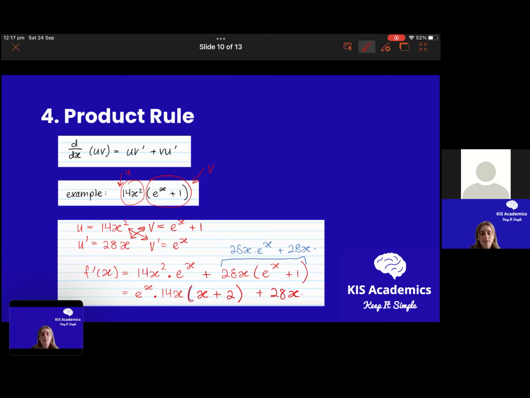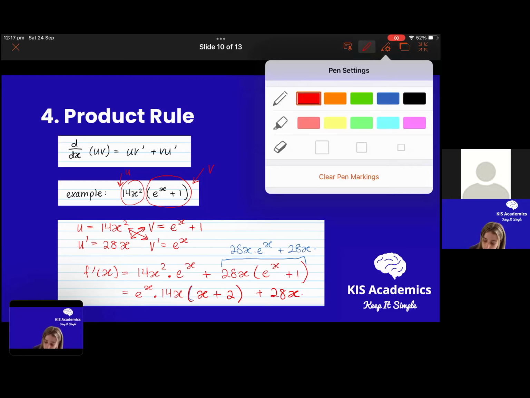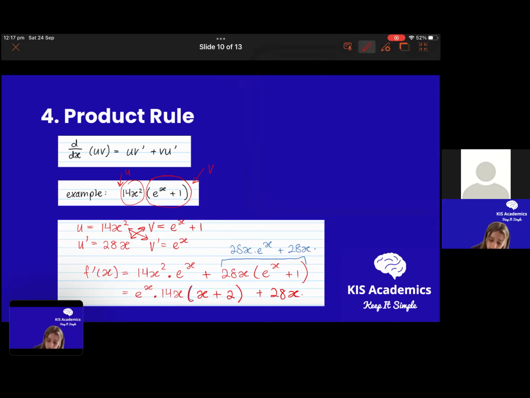So see, I don't think that this is particularly simpler than this because there's one term that can't be factorized in both equations. But that is your product rule. The important things to remember, which I will write, I think this is probably the best color. So you want to remember to only use it when x is in both terms.